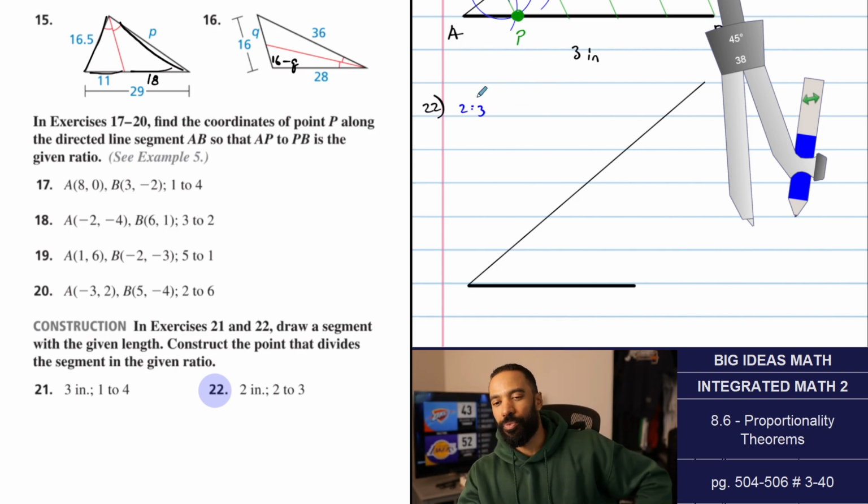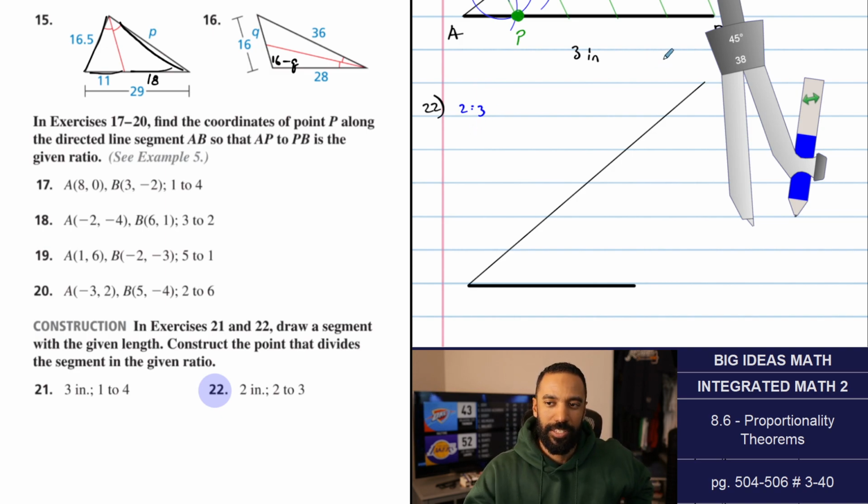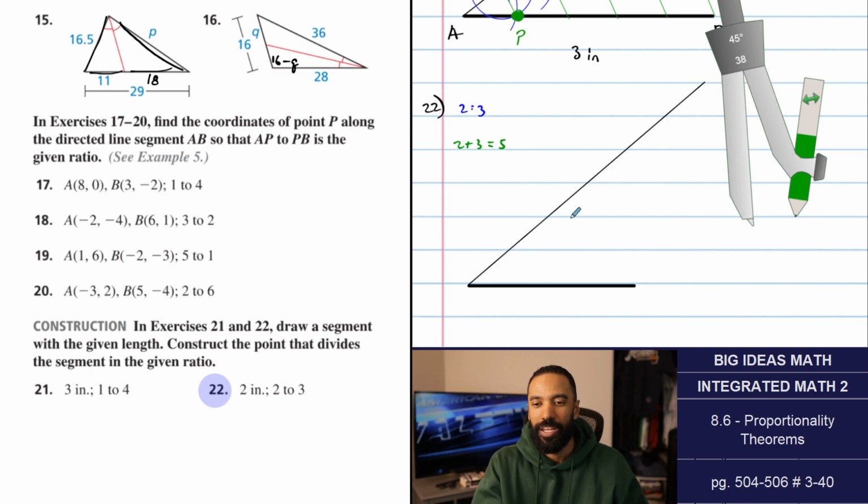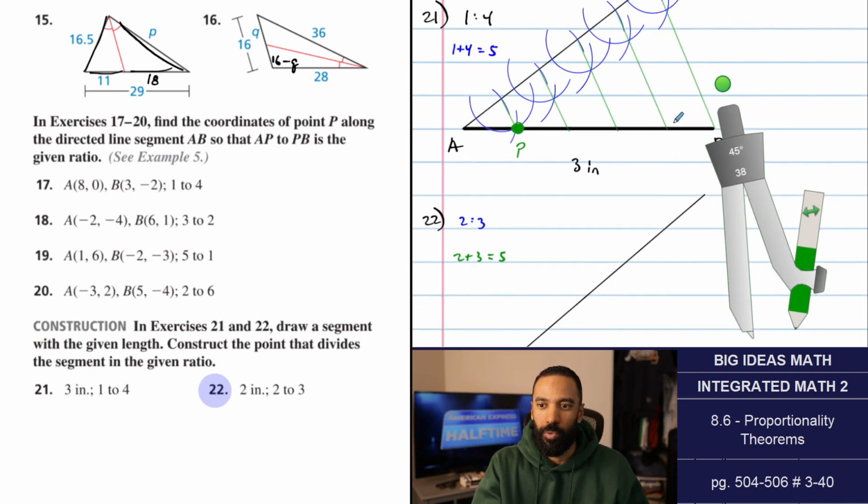Now, 2:3 ratio means... wait, hold on. 2 plus 3 is 5. So we're going to divide this into 5 parts, just like we did before, only I made this part bigger, and I'm going to shoot it down to here. Like that. And 1, 2, 3, 4, 5.